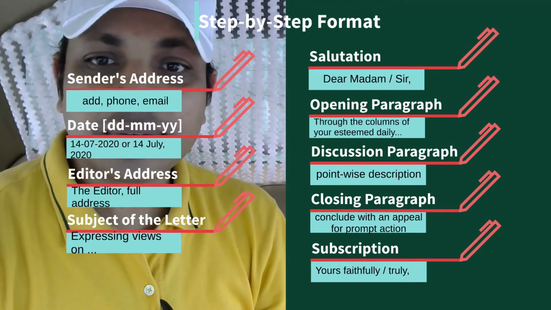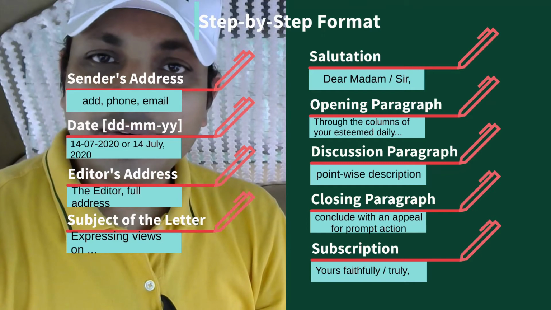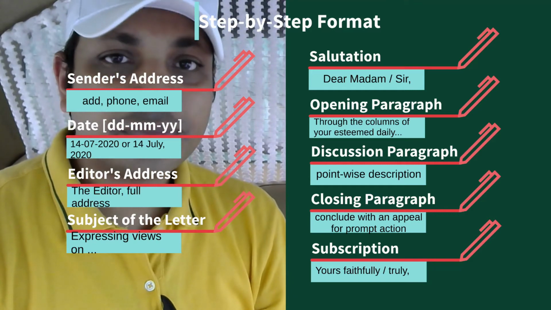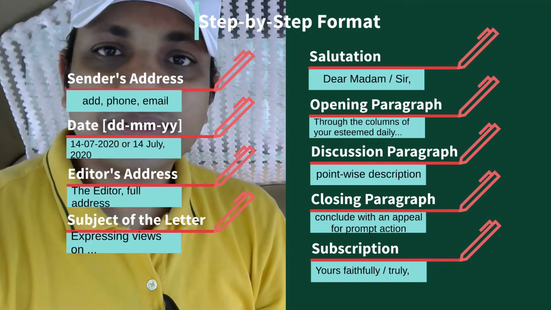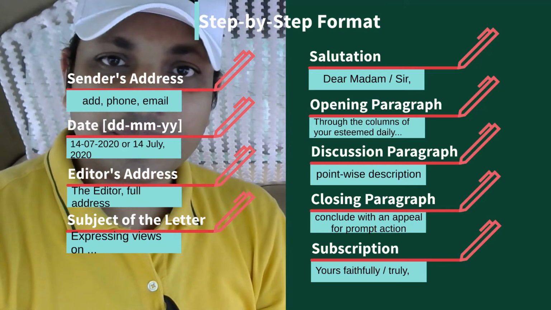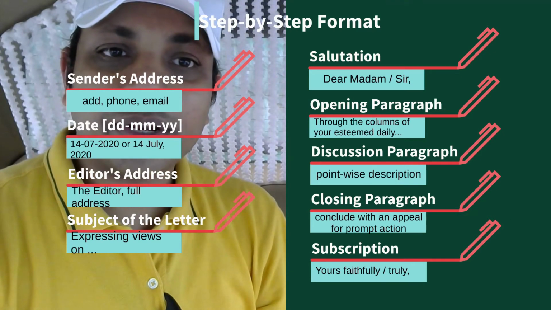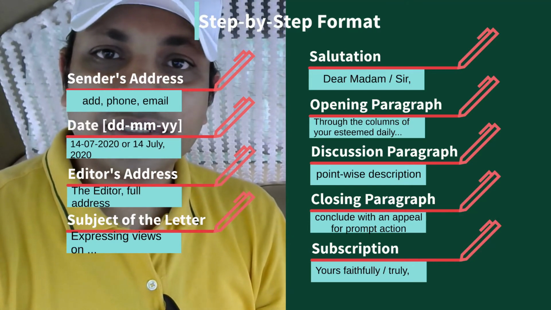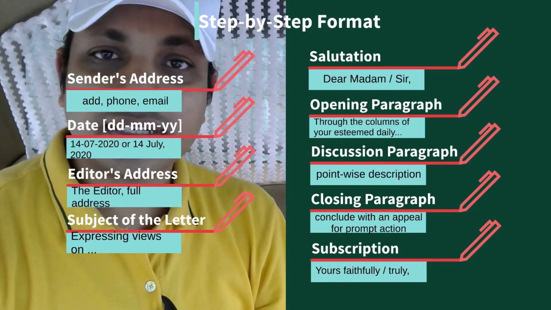Next is the editor's address, the full address of the editor and the newspaper's name. Leaving a line, you have to write the subject of the letter, expressing views on whatever the topic is. Next, salutation. You may start with dear ma'am, sir, or just ma'am, sir. Leaving a line, you have to start with the opening paragraph. The opening line should be through the columns of your esteemed daily, or you may write through the columns of your prestigious newspaper.